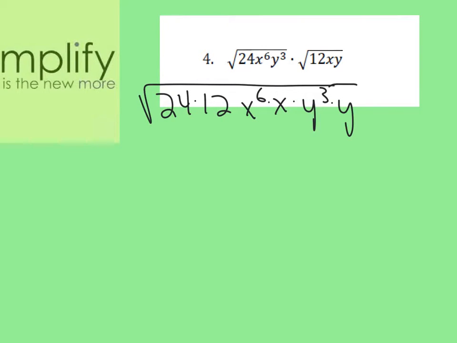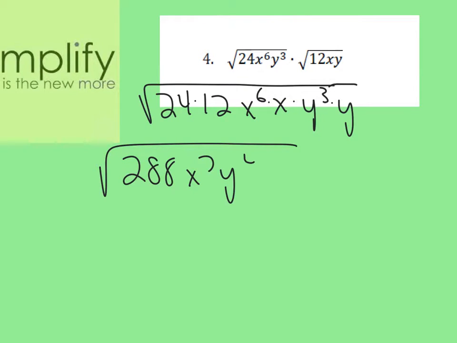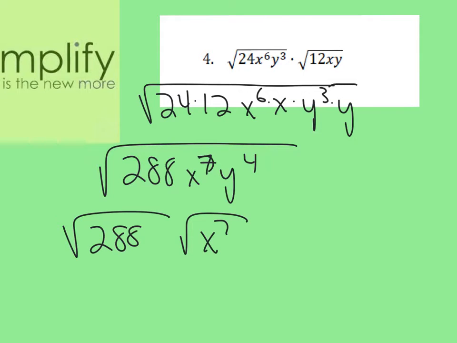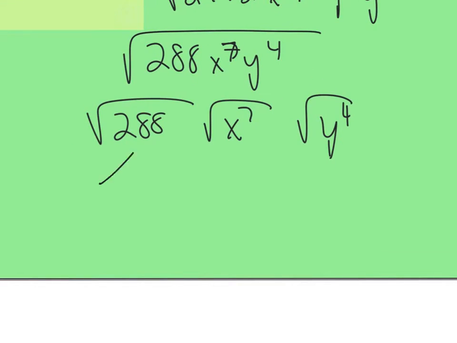So 24 times 12 is going to be 288. X to the 7th, y to the 4th. That's a 7. So 288 can be broken apart. Oh, let me back up. Let's break this apart now. It's 288, x to the 7th, y to the 4th. So break this apart into 144 and 2.